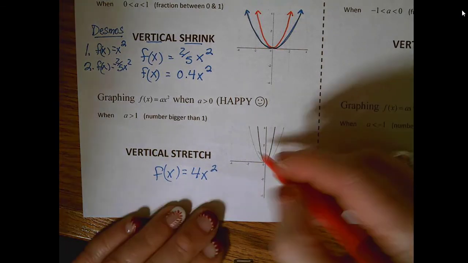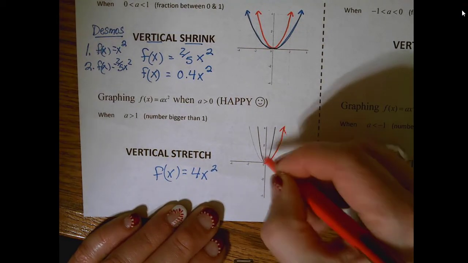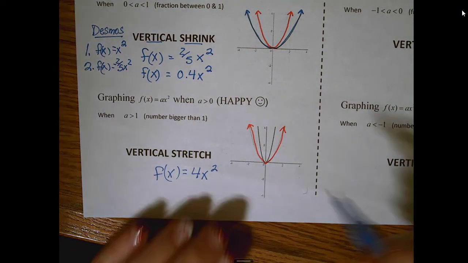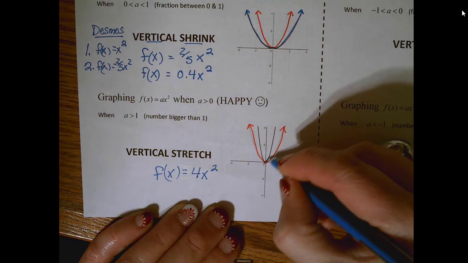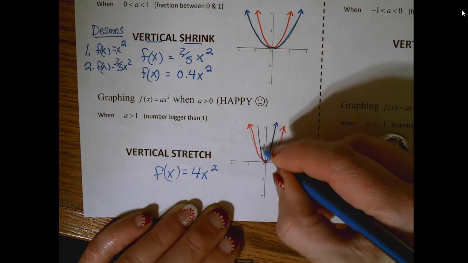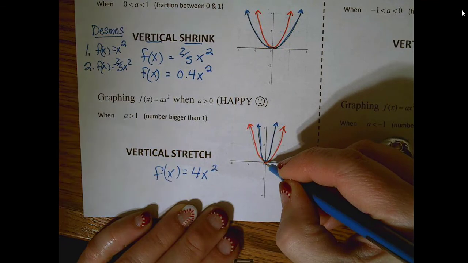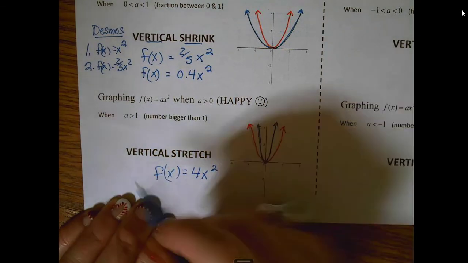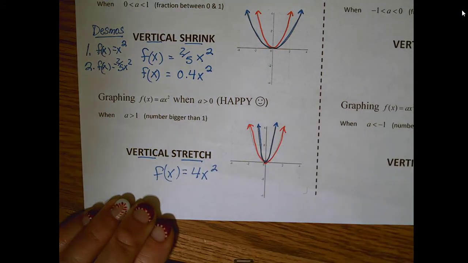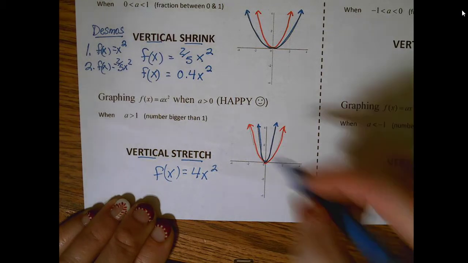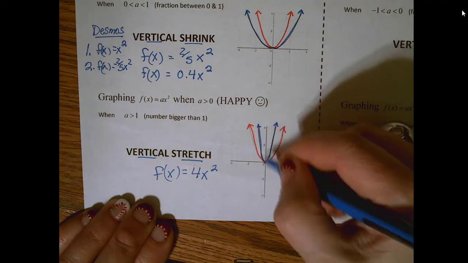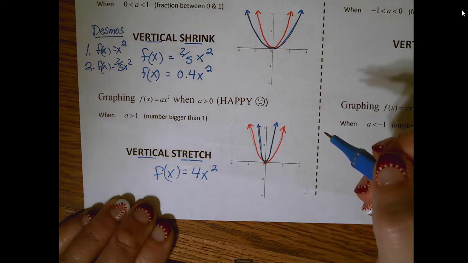So the first thing we're going to do, again, let's get that parent function. And then this is the 4x squared. This time it's going to be the inside parabola. Again, our vertex is at 0, 0. It's a minimum. This time we call it vertical stretch. So anytime it's a number bigger than 1, it's going to be getting closer and closer to that y-axis, and they just call that a vertical stretch.